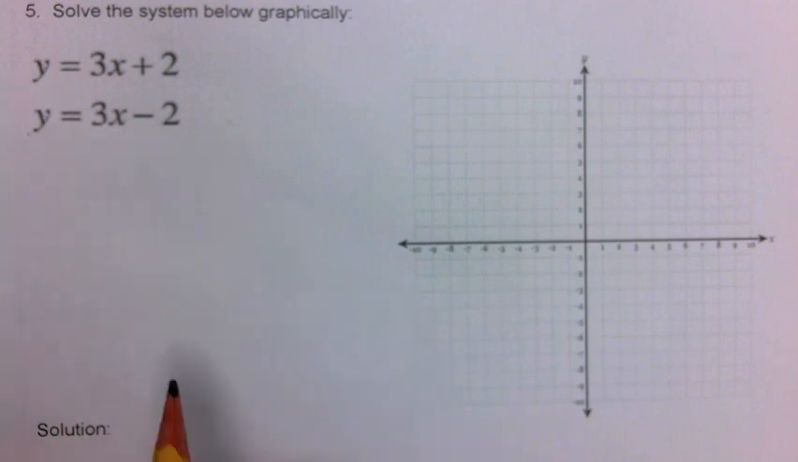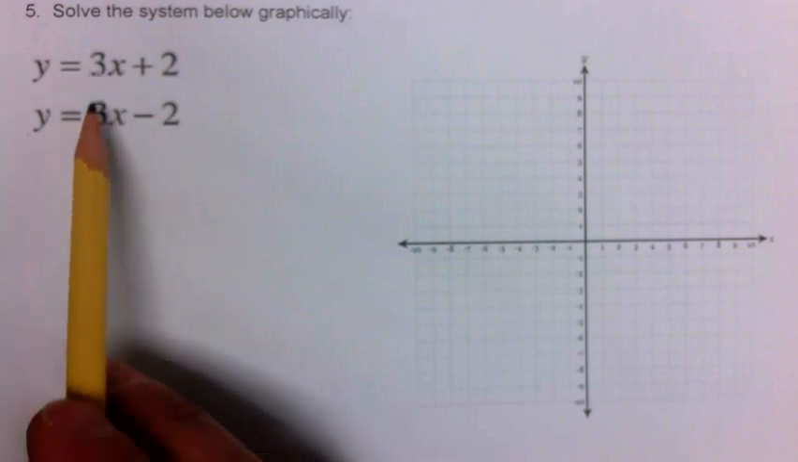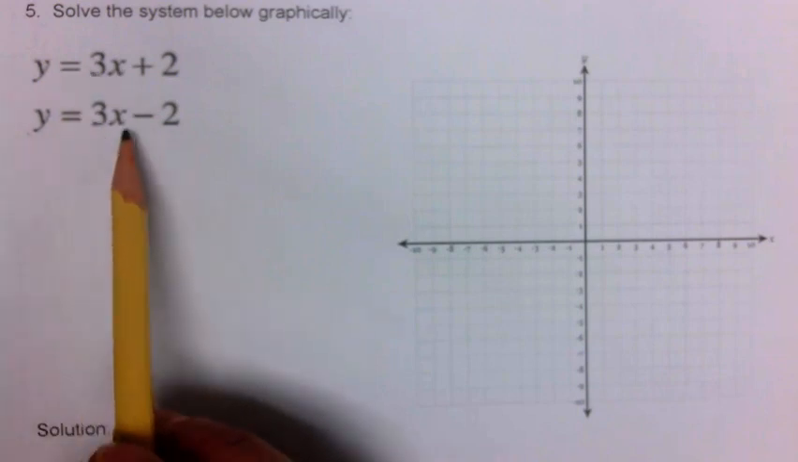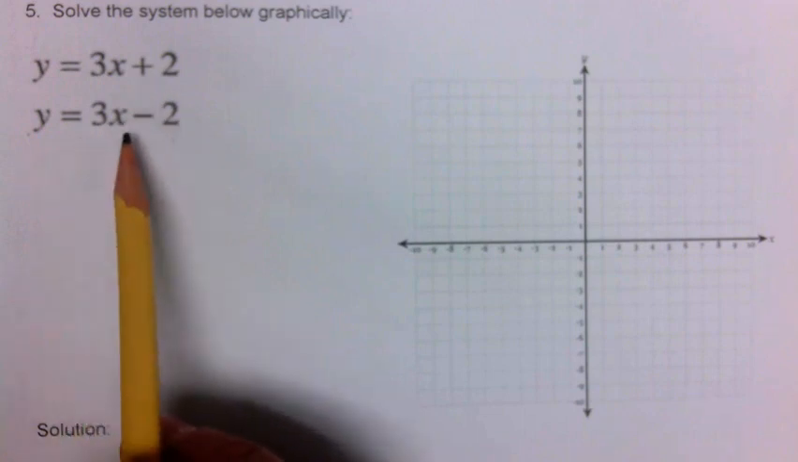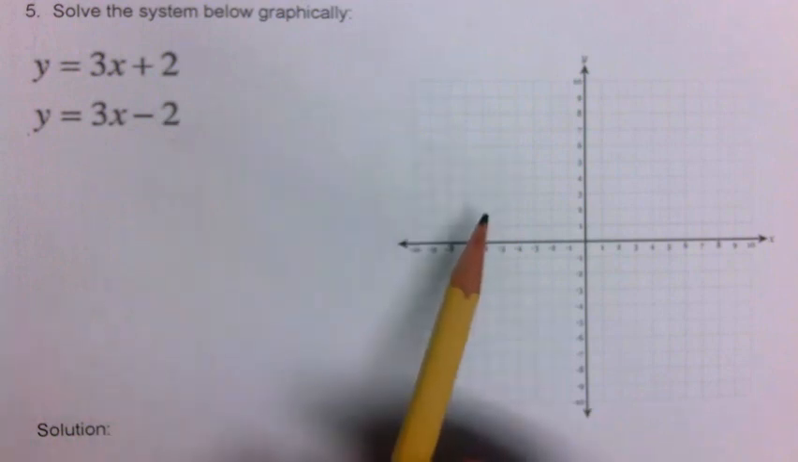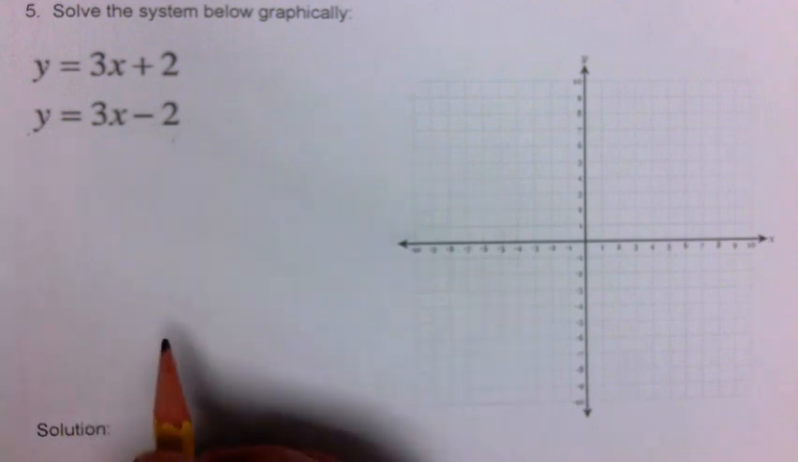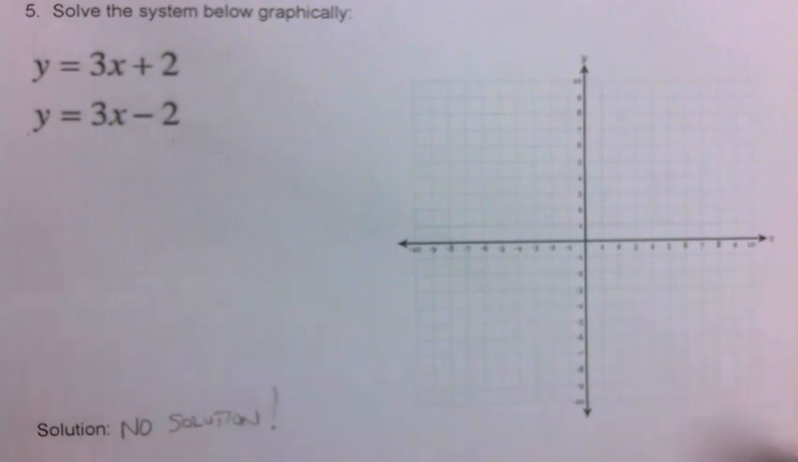Before I do that, though, doing a little investigation right here, I see that both of these lines have the same slope of 3. But they have different y-intercepts. If the lines have the same slope but different y-intercepts, that means that when I graph it, the lines should be parallel to each other, and parallel lines never intersect. So down here for the solution, I'm going to take a guess, and I'm going to say that there is no solution to this system because, again, the lines should be parallel and never intersect.